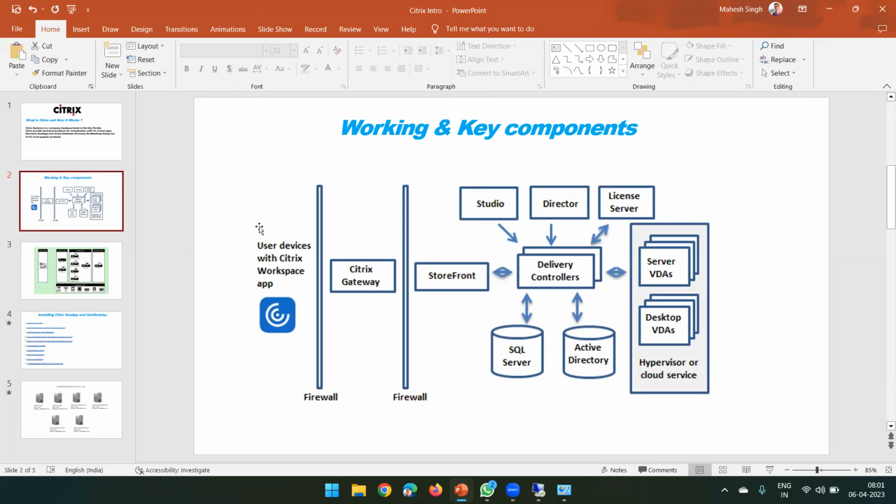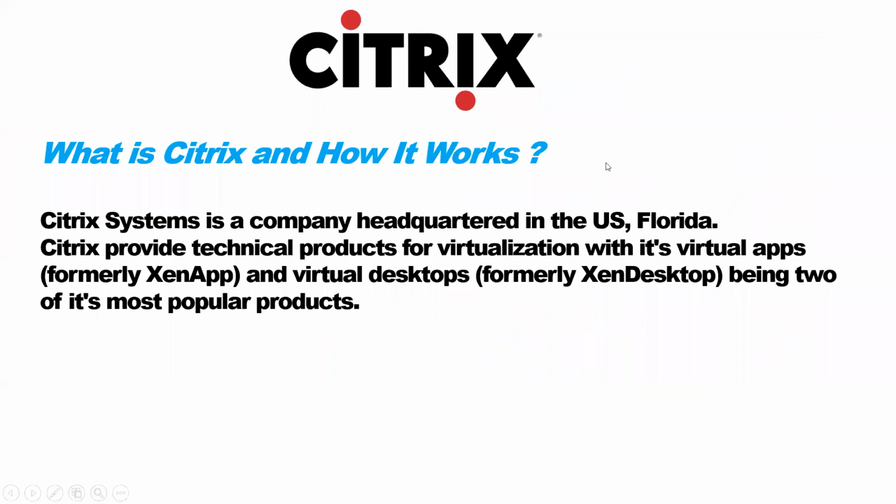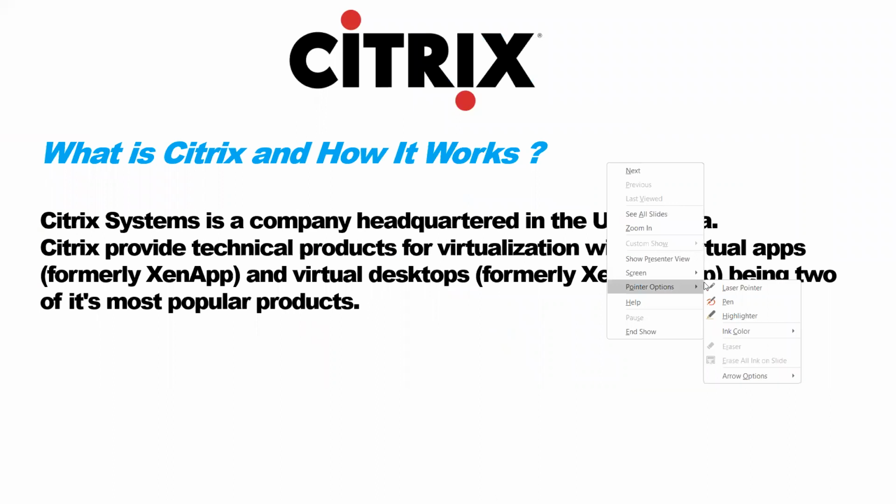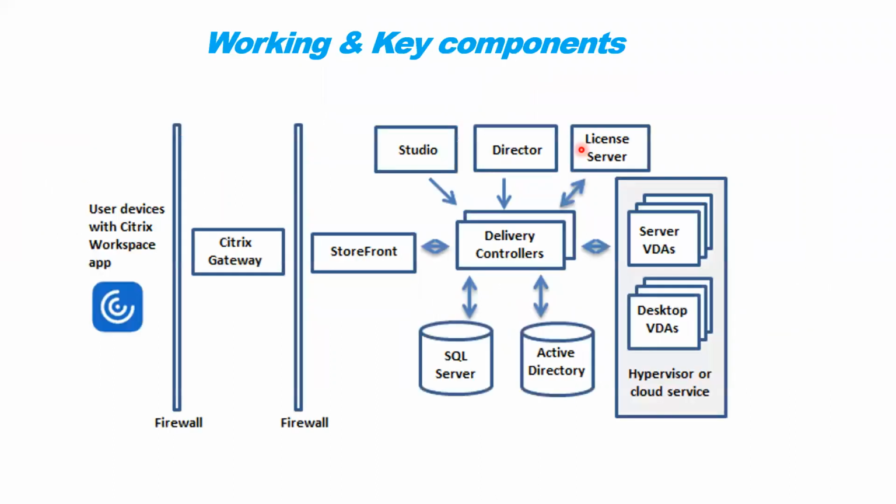Okay. So now coming to the working of Citrix and how it works. Let me maximize this. Okay, so this is how Citrix works. On the left-hand side is your end user device, which could be your laptop or your desktop. On your laptop or desktop, we have to install one application known as Citrix Workspace, and we need one web browser.